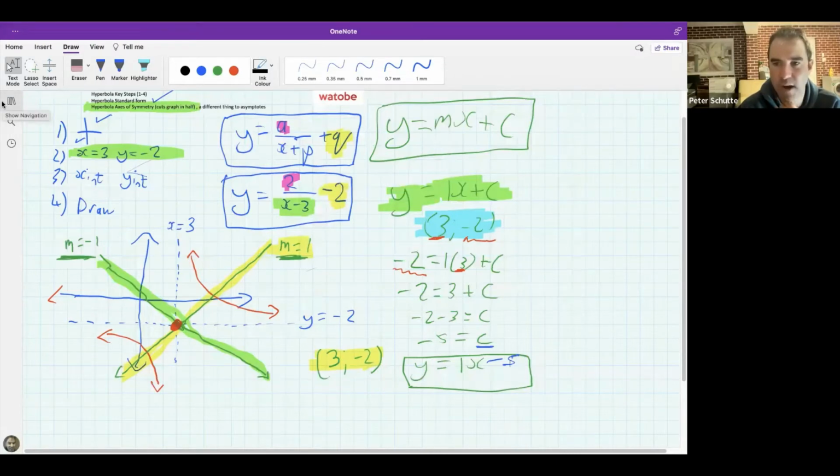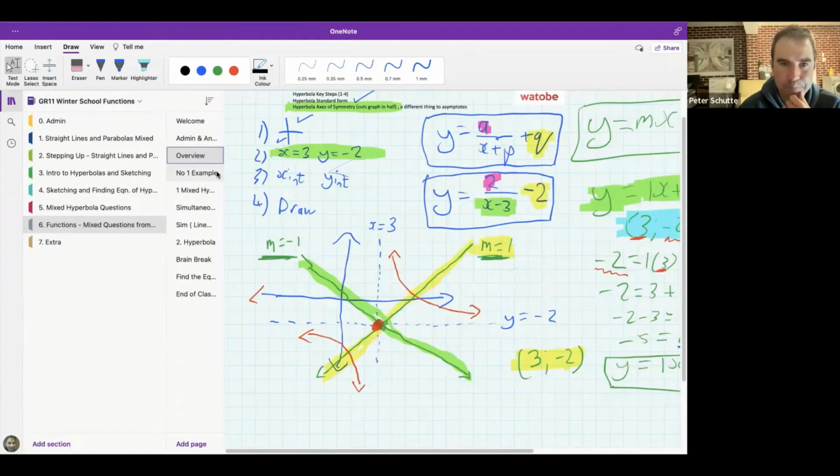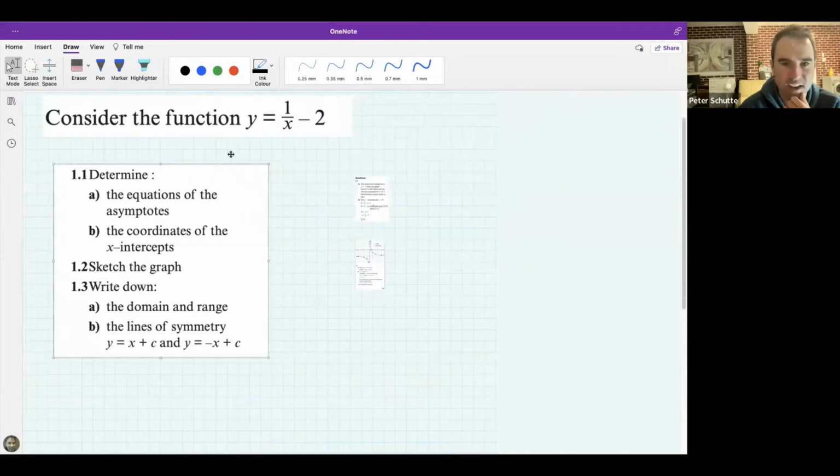So is the second one m equals -1? I haven't worked out the second one to causal, but you're on the right track. Yeah. Okay, let's go to an old exam question.